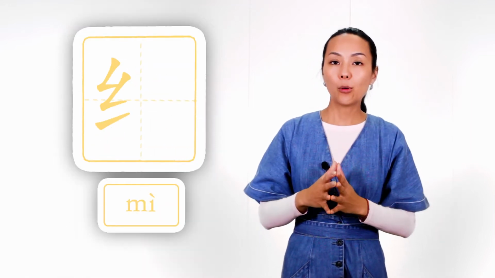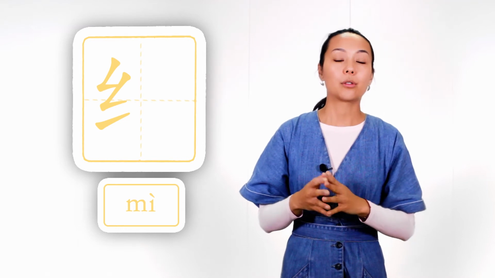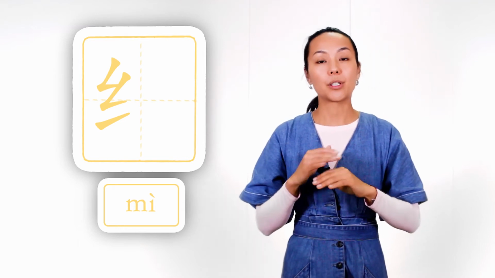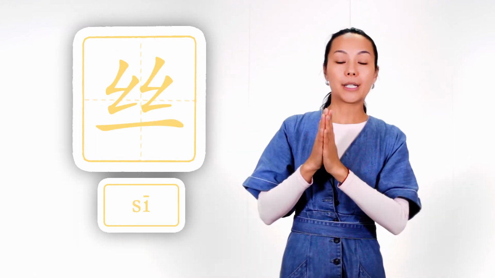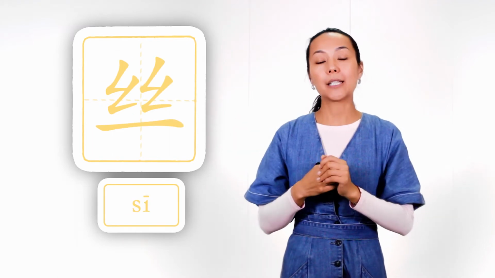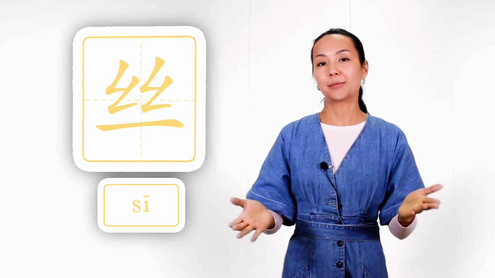And the second form, which is always on the left, it is always also a part of the character. We never use it as a separate word. We draw it on the left. And for example, there is a word with 2 silk threads, and you can guess that it means silk thread.